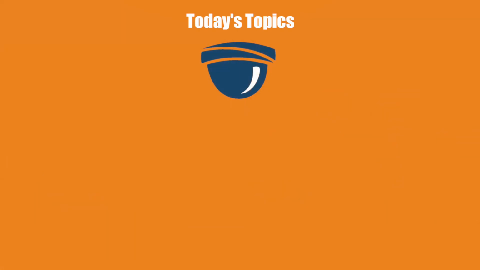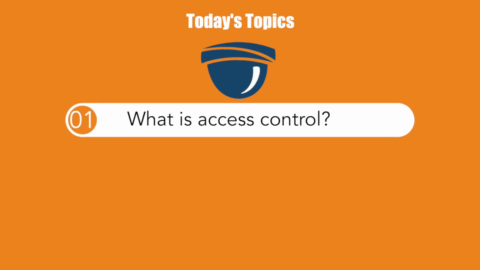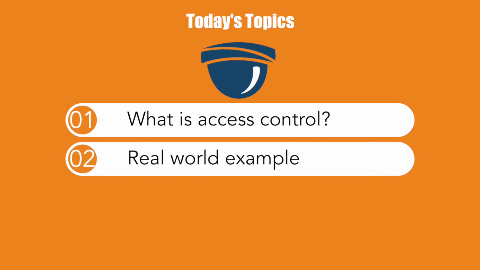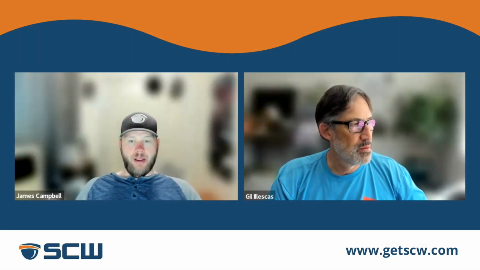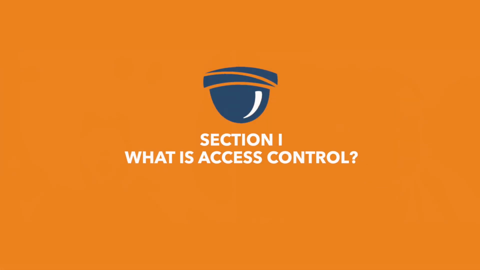And for today's episode, we're going to break it up into three different topics. First off, a high level look at what is access control, some of the benefits and the components to some degree. We're going to bring it into the real world with a use case example. And then the third and final thing, we're just going to give you a rough idea of the cost on that. And let's go ahead and jump right into it.